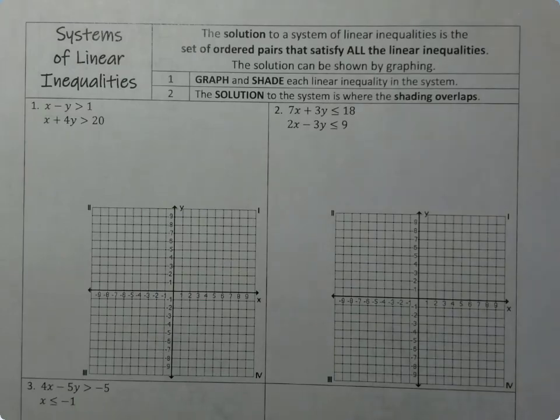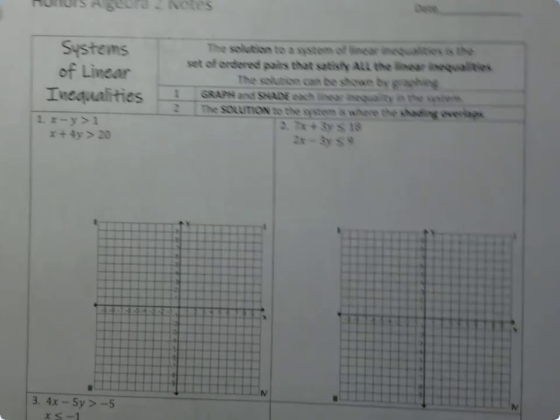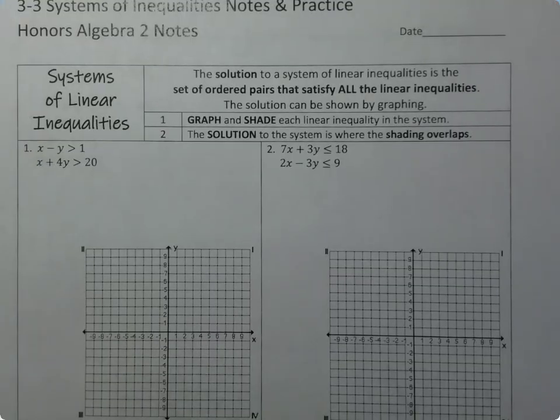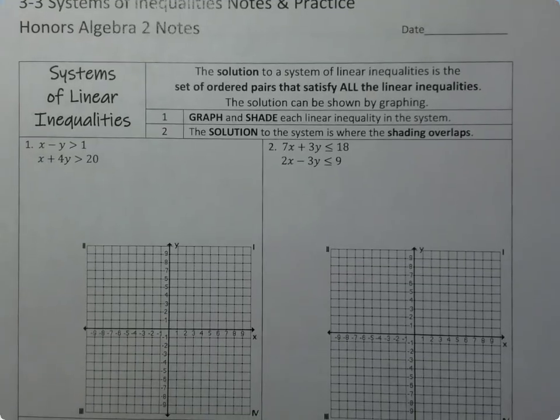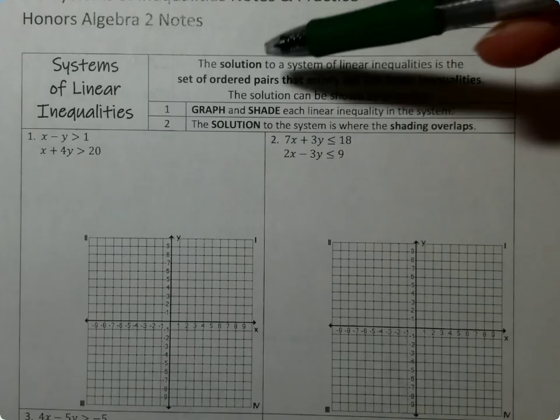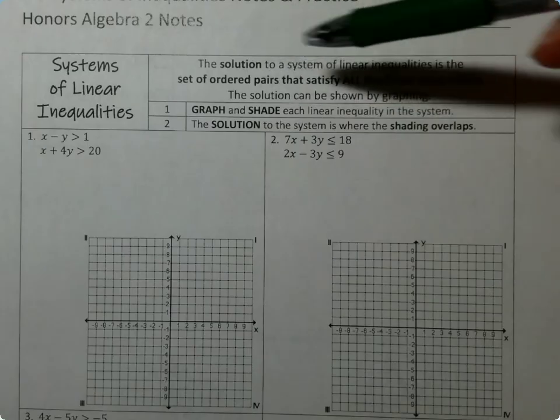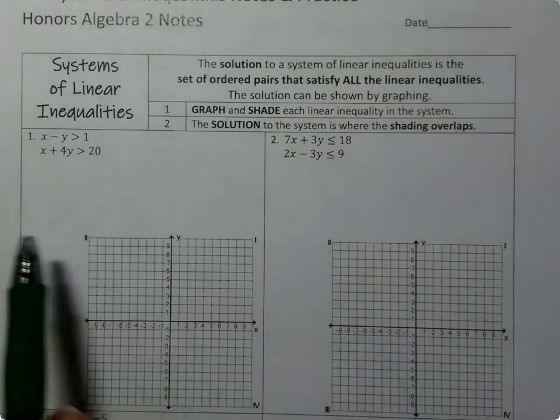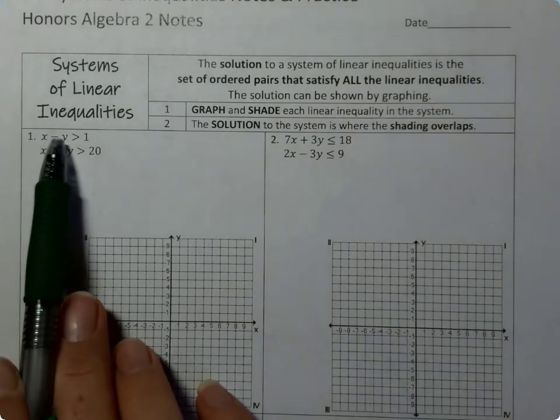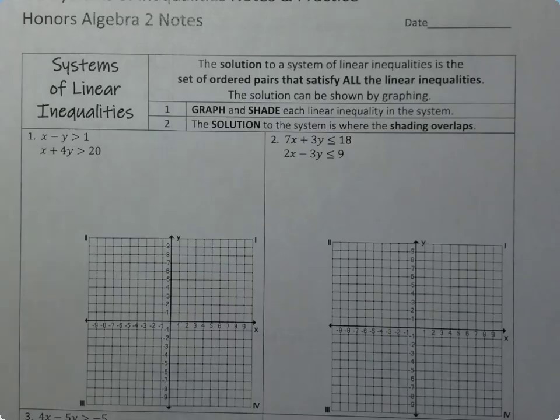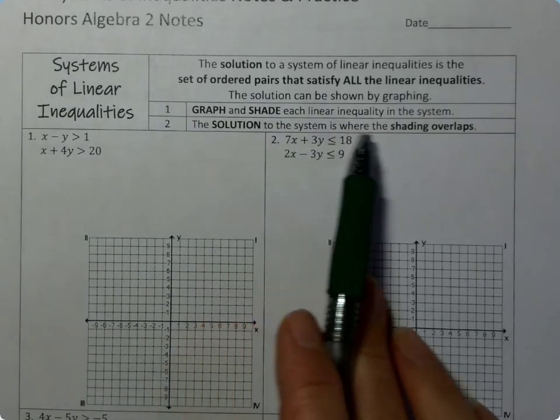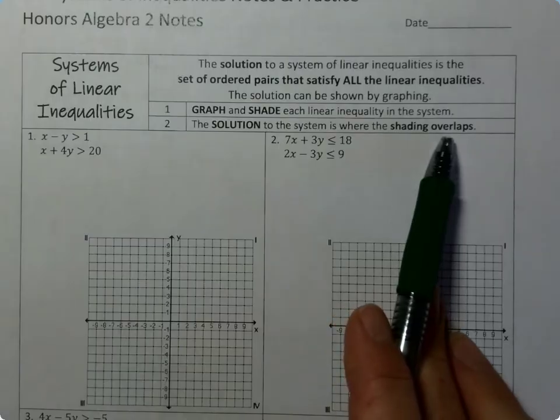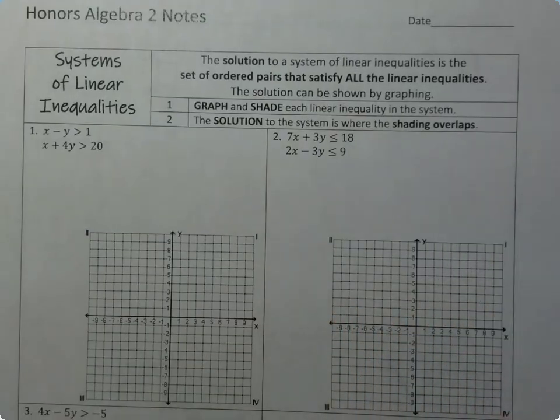We are looking at systems of inequalities, and we are going to be graphing with them and working with them. So first things first, a solution to a system of inequalities is a set of ordered pairs that satisfies all of the inequalities. So if I pick an ordered pair, it has to make a true statement in both inequalities, and then we know it's a solution. When you're graphing them, the solution is where the shading overlaps. So we're going to have multiple graphs on one line.